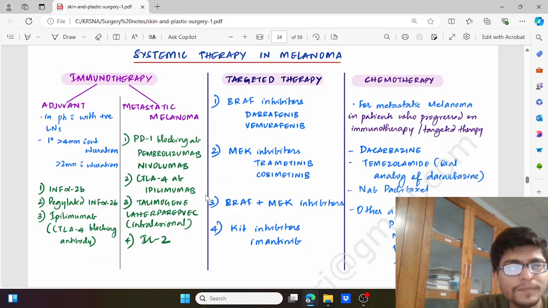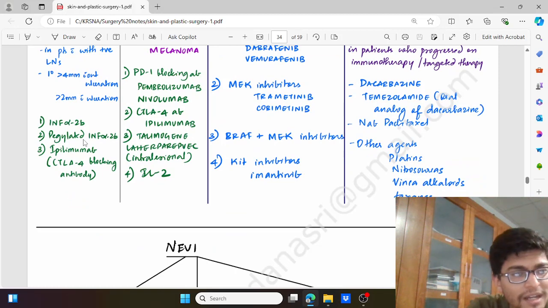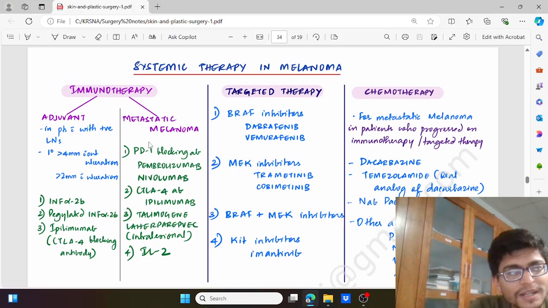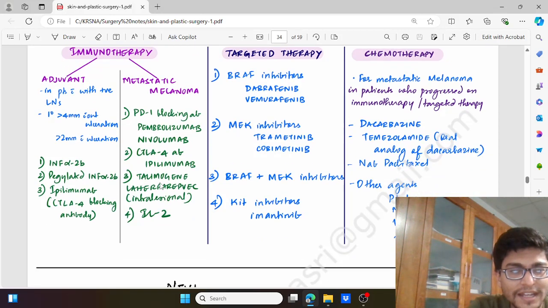Now, systemic therapy in melanoma, that is immunotherapy, targeted therapy, and chemotherapy. Immunotherapy can be adjuvant in patients with positive lymph nodes, primary more than 4 mm without ulceration, more than 2 mm with ulceration. Drugs are interferon alpha 2b, pegylated interferon alpha 2b, ipilimumab, that is CTLA4 blocking antibody. For metastatic melanoma, that is PD1 blocking antibody, pembrolizumab, CTLA4 antibody, that is ipilimumab, and talimogene, intralesional, and interleukin 2.